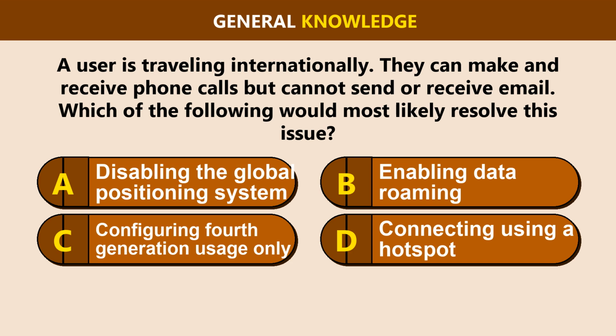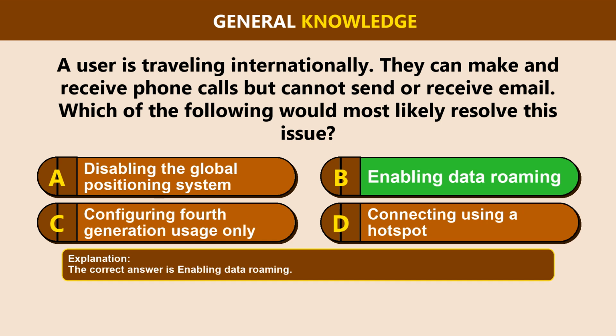Question 27. A user is traveling internationally. They can make and receive phone calls but cannot send or receive email. Which of the following would most likely resolve this issue? Option A, disabling the global positioning system. Option B, enabling data roaming. Option C, configuring fourth generation usage only. Option D, connecting using a hotspot. The correct answer is option B, enabling data roaming.